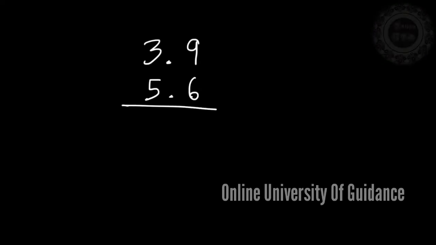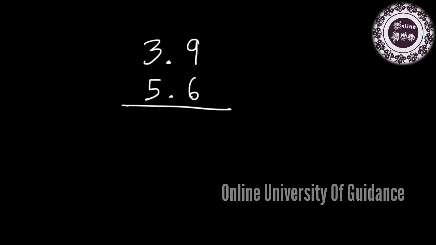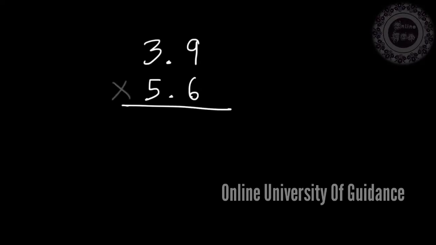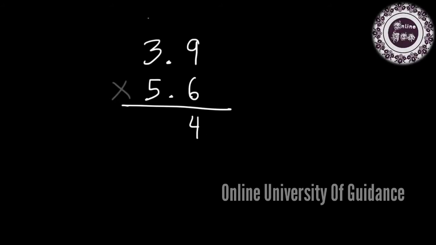Now let's try another example. Let's multiply 3.9 by 5.6. Feel free to try this one if you want to. So first, let's multiply 9 times 6. 9 times 6 is 54. So we're going to write the 4, and then we're going to carry over the 5.